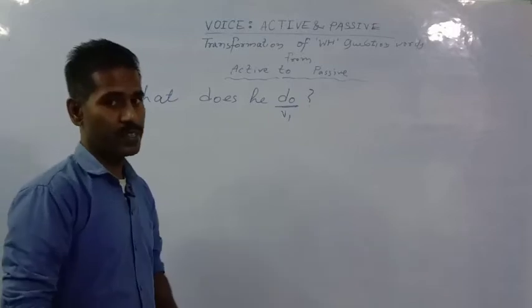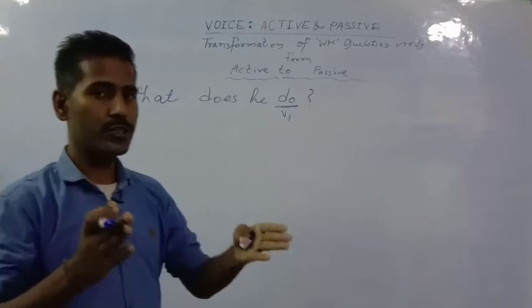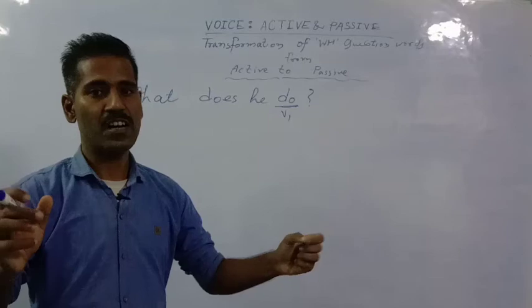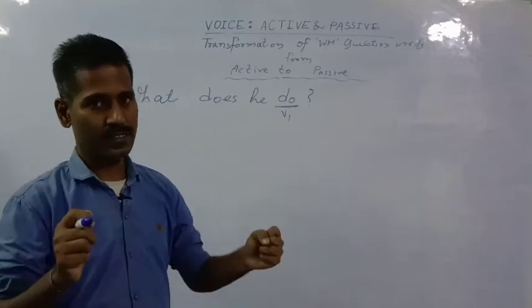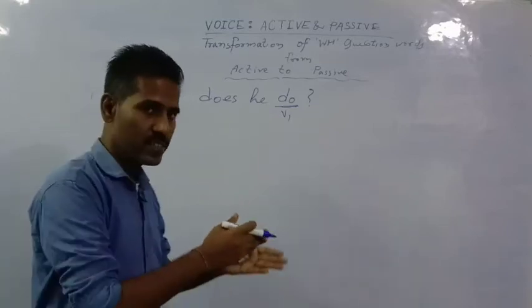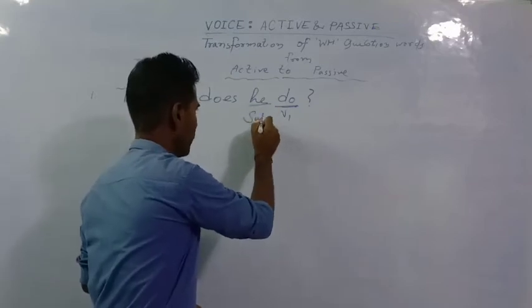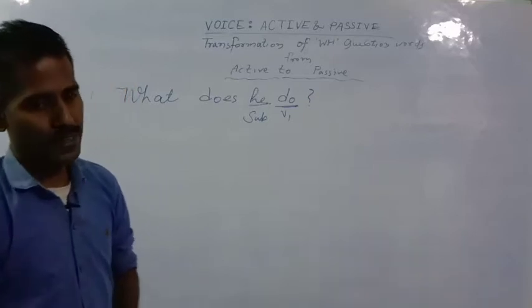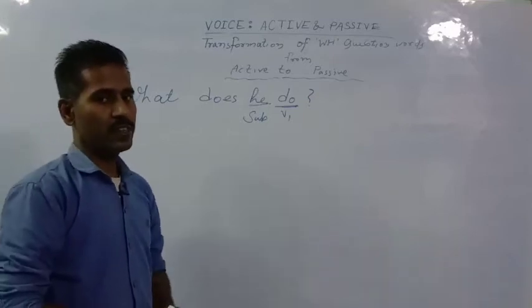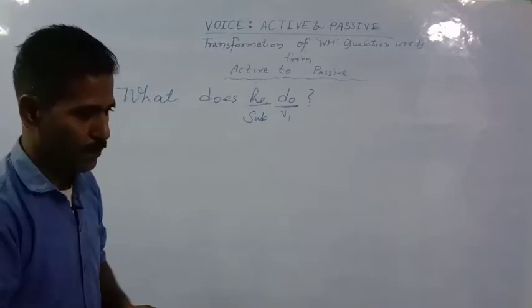Now let us find out the subject. We know the person or thing that we speak about in our sentence is called the subject. So in this sentence, since we are speaking about he, he is the subject. So you have got the subject, you have got the verb. Now let us find out the object.